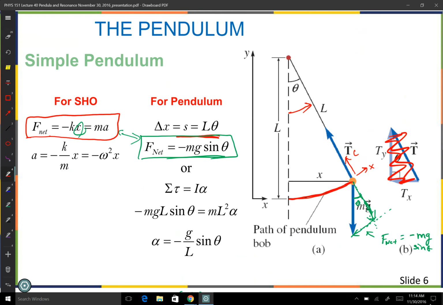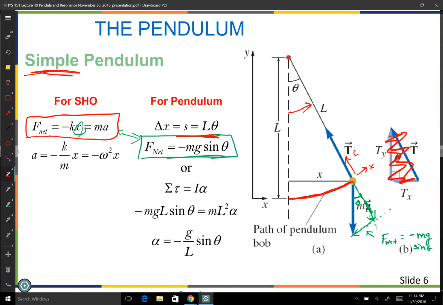Now, I do have to throw out some caveats. This simple pendulum, the simple in simple pendulum means that we have a massless string. Not perfect, but usually close enough, right? If I take a little iron mass and put it at the end of a piece of string, the mass of this string is very, very small compared to the mass of the iron. And so it's a pretty reasonable approximation.